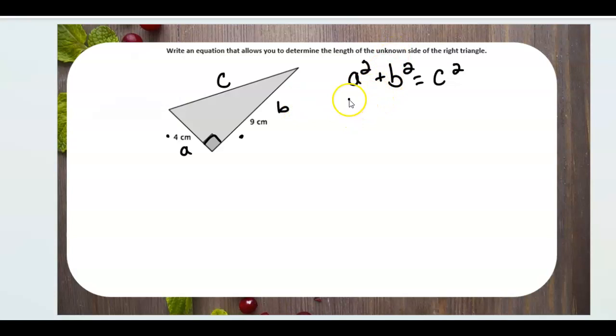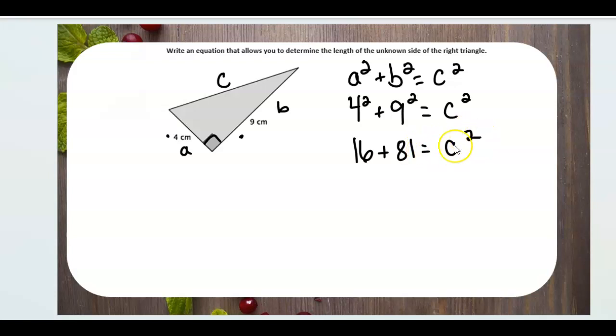I know that A is 4, I have to square it. And I know that B is 9, and I have to square it. Having C all by itself on the other side of the equal sign is perfect for when you are missing the hypotenuse, because at the end, your answer will read C is equal to some number. So 4 squared is 16, and 9 squared is 81, and that equals c squared. You're adding these together, and this is going to equal 97 is equal to c squared.